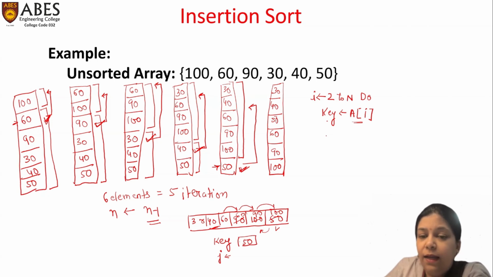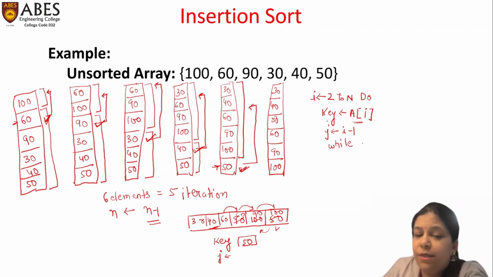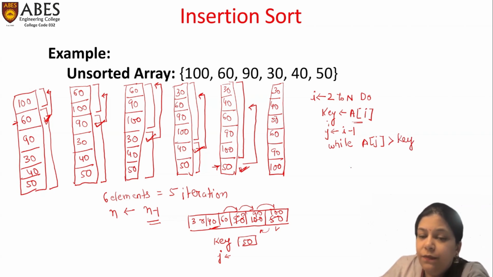So I can say that I have taken an index j, which is taking up the value, the index just prior to the key value, that is i minus 1. And then repeatedly, that means I have to put a loop. Suppose I'm taking a while loop. Till the time the value of aj is greater than key, I have to place aj to aj plus 1.